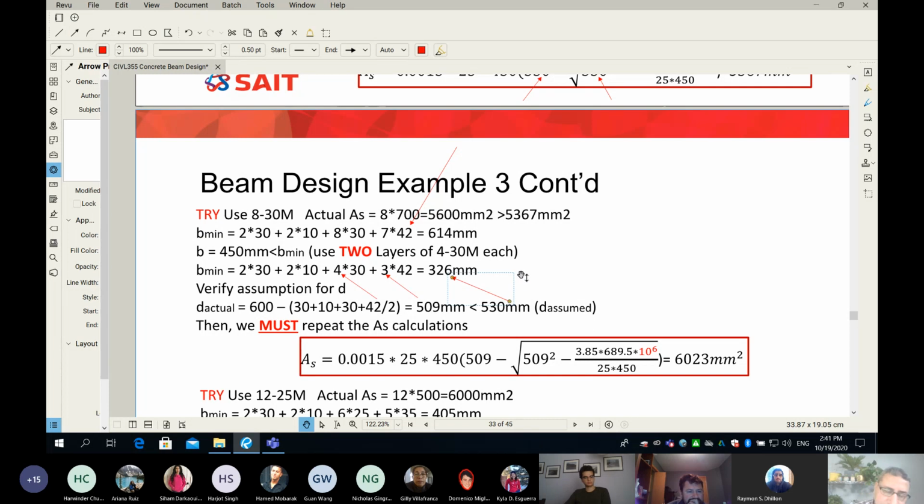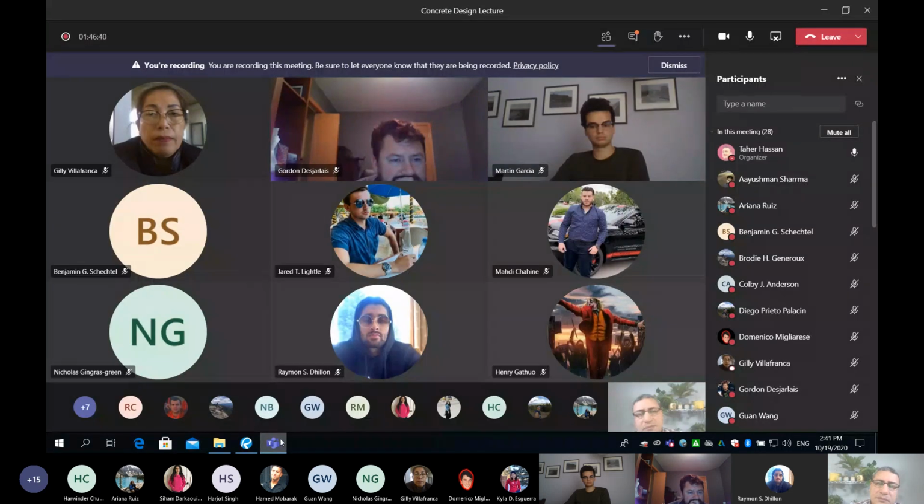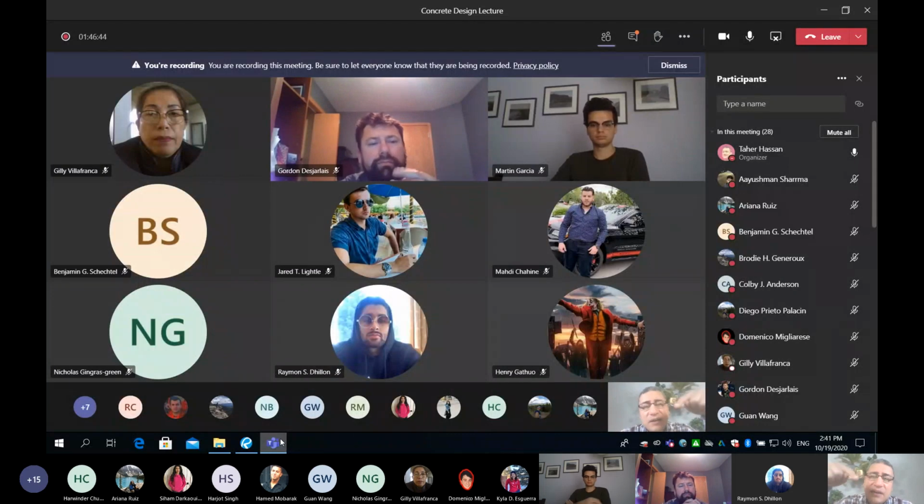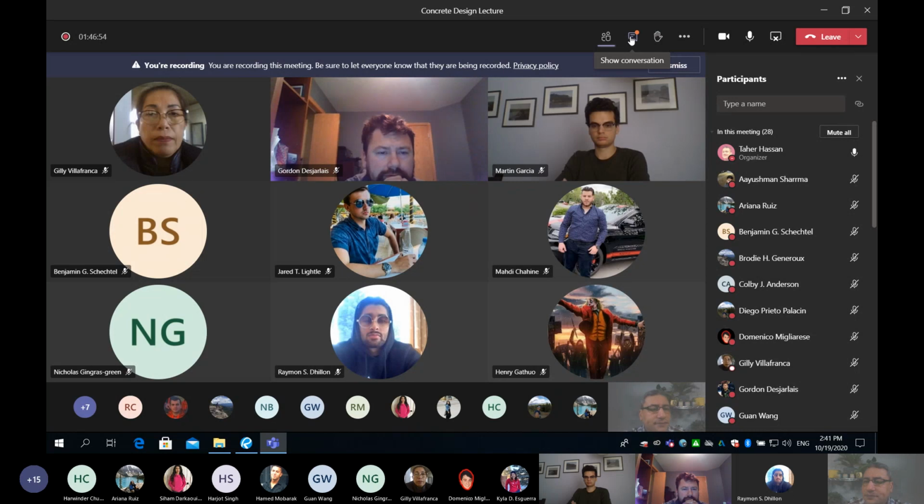Guys, what does it mean? It means those 8 30M can be placed in 2 layers. Are you following? So they cannot fit in 1 layer for sure, but they can fit in 2 layers. Each layer will have 4 30M. Okay, now let's see the comments.